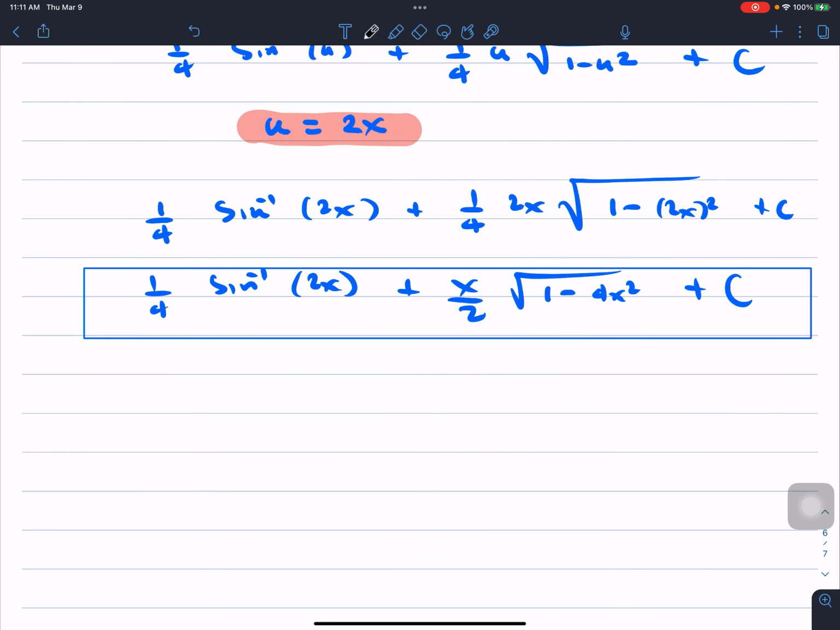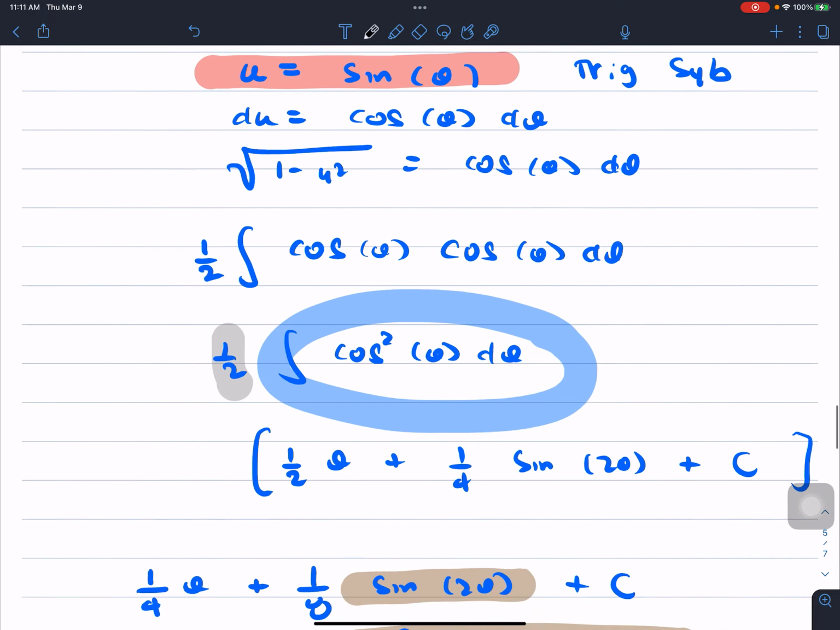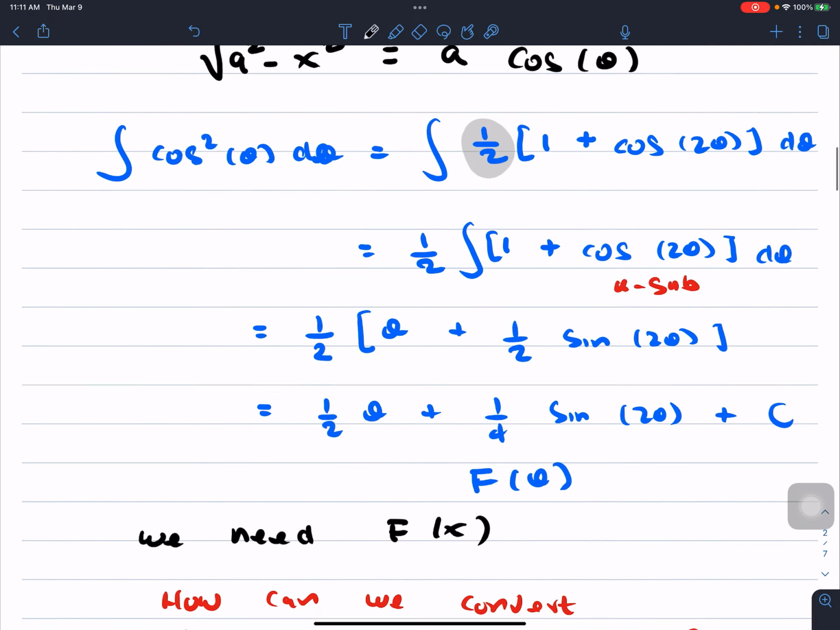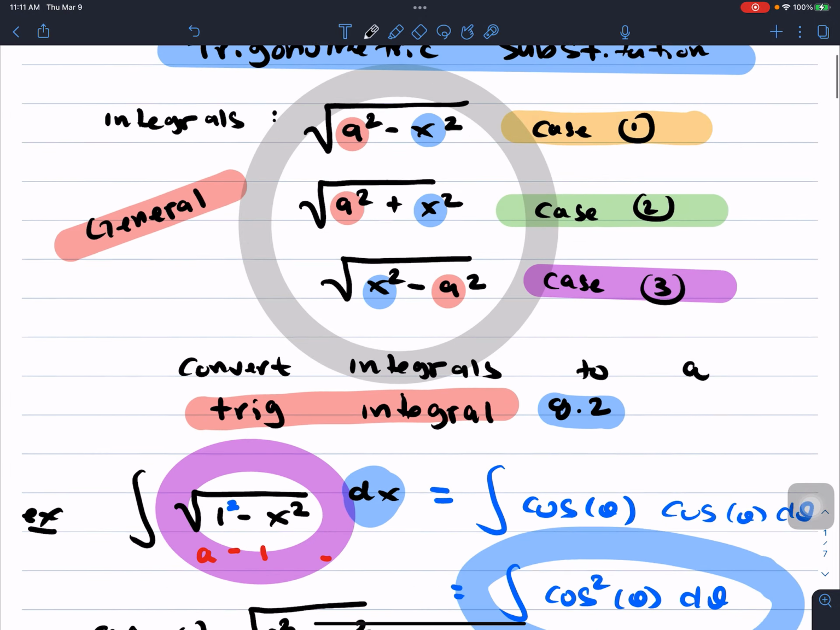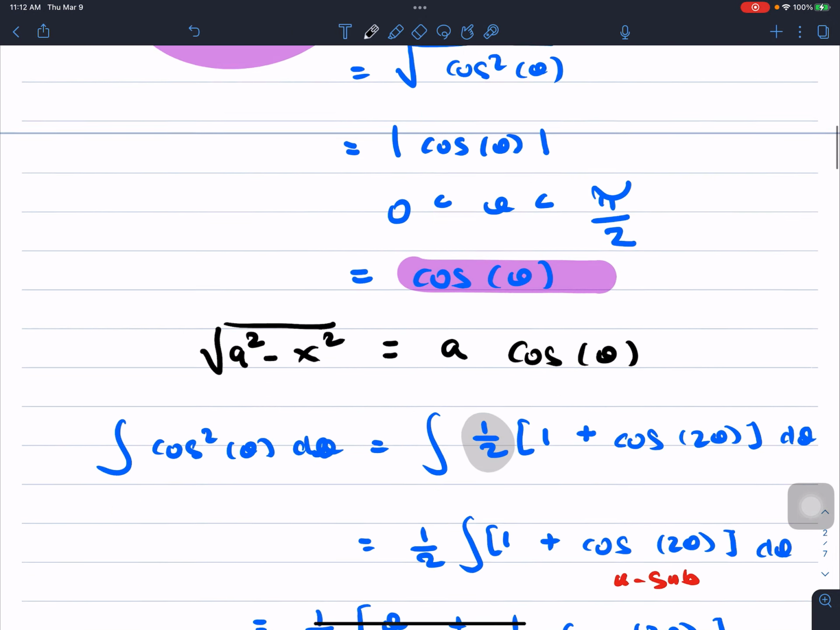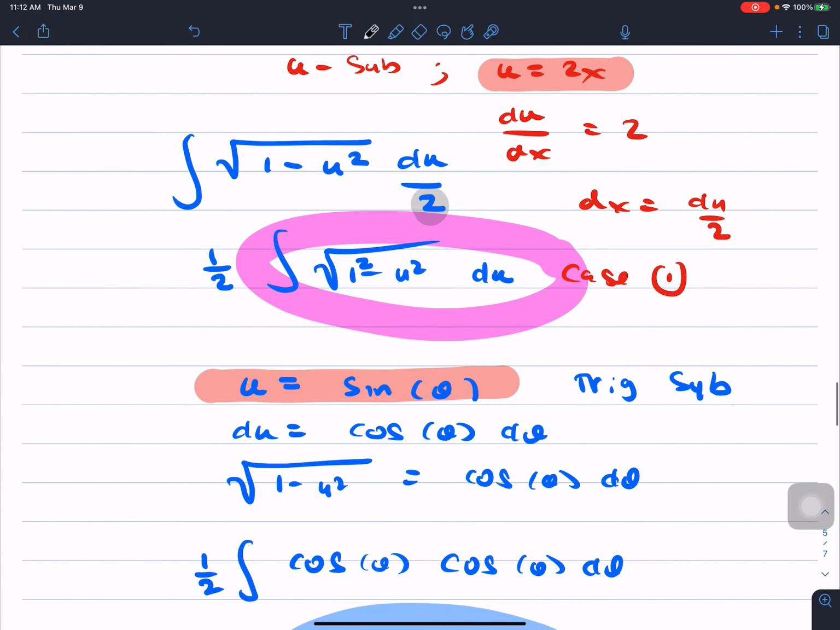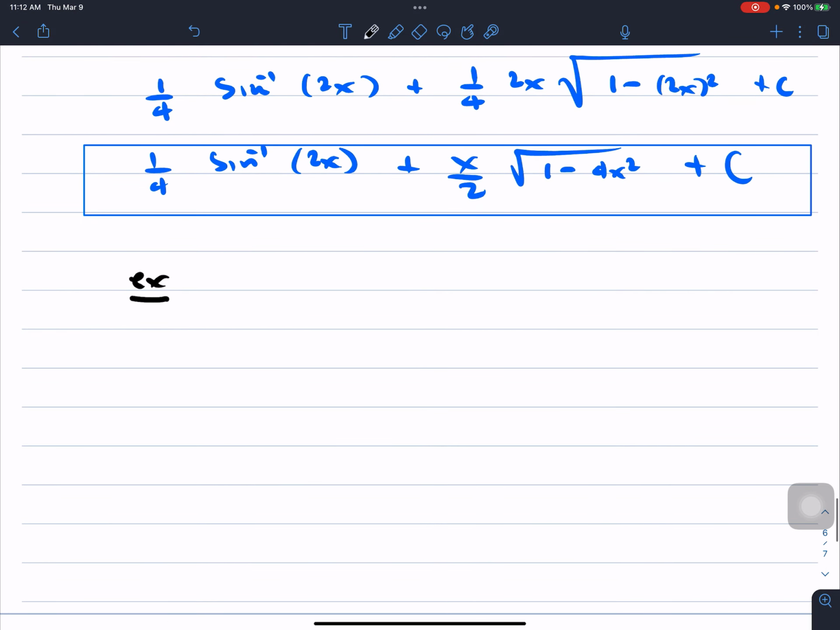All right, let's look at another case here. Let's look at case number 2: square root of a squared plus x squared. We don't want to knock people out. Now look at your book for an example.